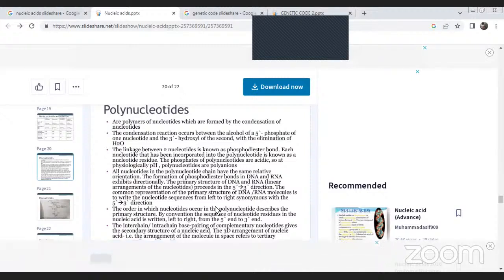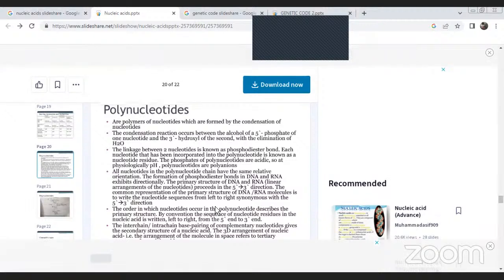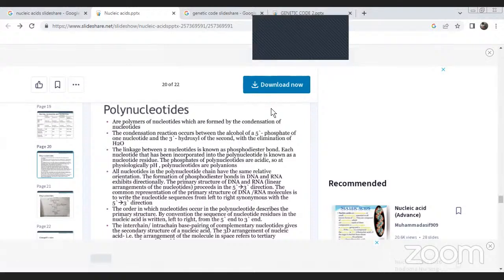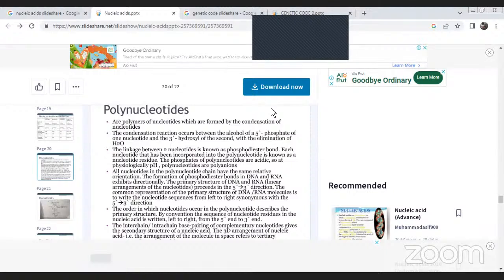The condensation reaction occurs between the 5-phosphate alcohol of one nucleotide and the 3-hydroxyl of the second, with the elimination of a water molecule. The linkage between the two nucleotides is known as the phosphodiester bond. Each nucleotide that has been incorporated into the polynucleotide is known as a nucleotide residue.